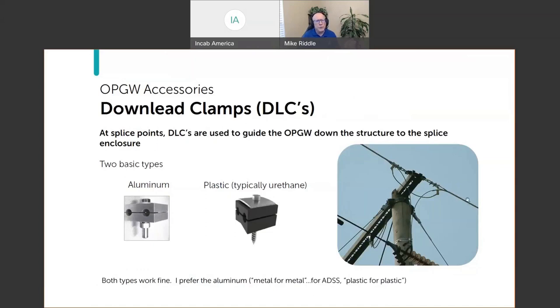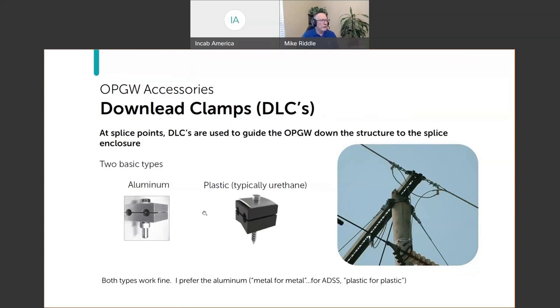Preformed Line Products published in T&D World a good primer on aeolian vibration. Here I've put the link to that, so you can go read it and learn more about aeolian vibration.